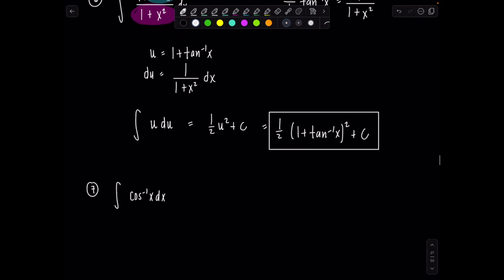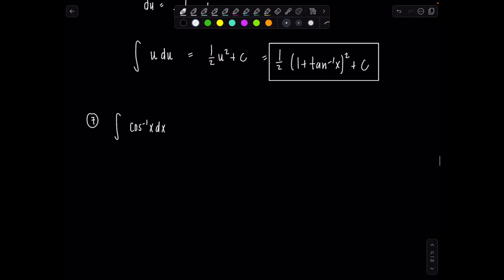Okay. Now number 7, we have integral of cosine inverse of x. And much to my disappointment, I don't see the derivative of cosine inverse of x being multiplied anywhere. So we have to do by parts. And by parts is very commonly used for functions like this. So I don't know the antiderivative of cosine inverse of x. So it would make no sense to let it be dv. It has to be u, cosine inverse of x. And then dv is just going to be plain old dx.